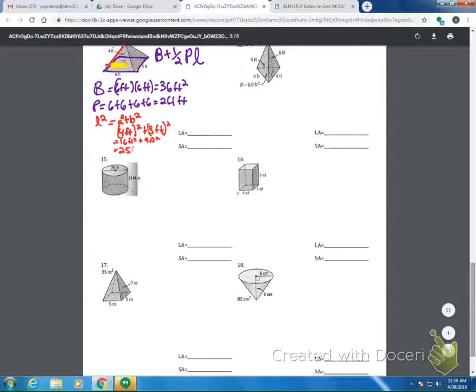25. Yep. And then what's the square root of 25? 5. Yep. So we know our slant height, L, is going to be 5. Okay, so I need some space. So I'm going to move over here. I'm going to change color so we can substitute in.